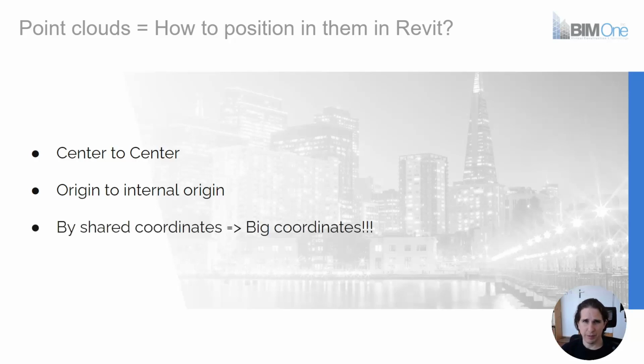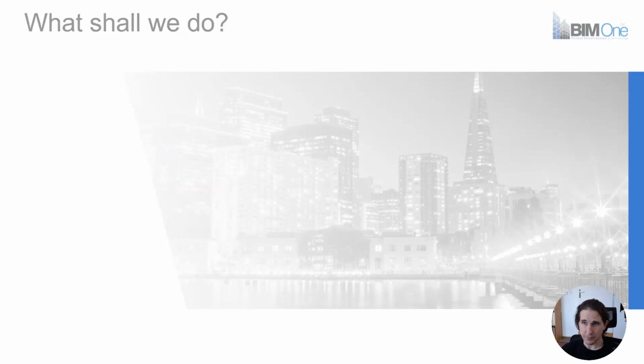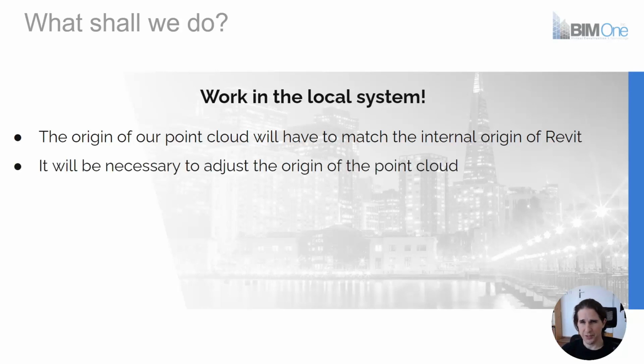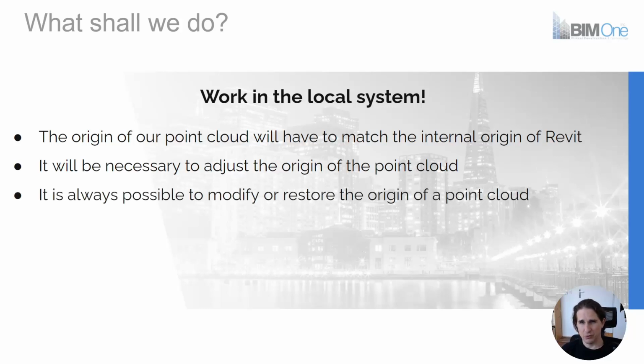And the last option would be by shared coordinates, which probably will be a problem because you have big coordinates, which implies dancing lines and difficulty to snap to the point clouds, which kind of misses the point. And anyway, shared coordinates do not mean that the point clouds and the Revit file share the exact same ones. So what shall we do? We could work in the local system. For this, the origin of our point cloud will have to match the internal origin of Revit, and it will be necessary to adjust the origin of the point cloud. It's always possible to modify and restore the origin of a point cloud afterwards.